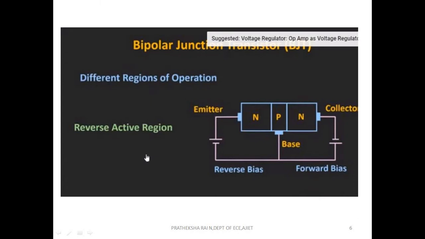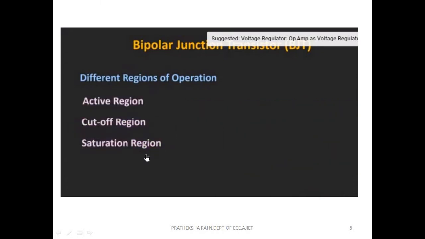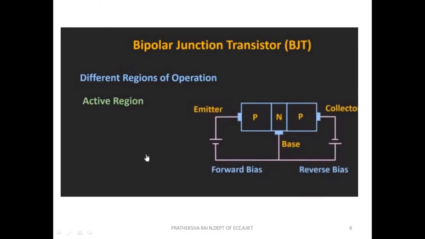Similarly, if we talk about the PNP transistor, then in case of the active region of operation, this base emitter junction is forward biased and the collector base junction is reverse biased. But in this case, now the emitter voltage is greater than the base voltage and similarly the base voltage is greater than collector voltage. So we can say that in case of the PNP transistor, to operate it in the active region, the emitter voltage should be greater than base voltage and the base voltage should be greater than the collector voltage. And similarly, this PNP transistor can also be used in the different regions.